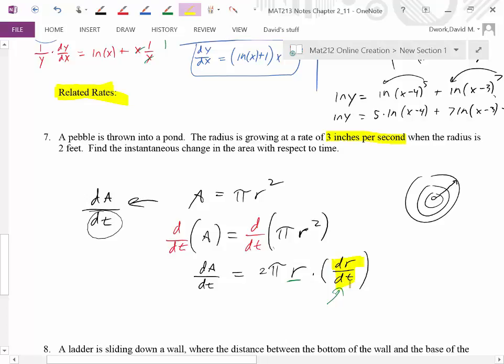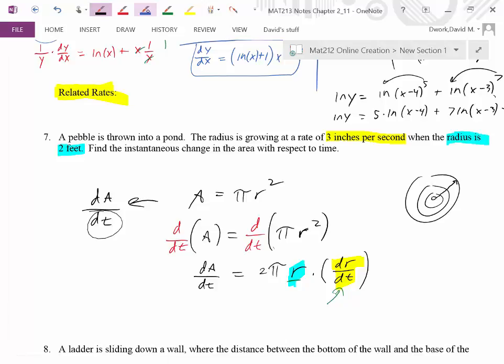That is this right here, isn't it? It's how is the radius changing in time? Perfect. Okay, so then the other thing I need is r. How do I find r? I just need a radius. When the radius, oh, there we go. When the radius is 2 feet.